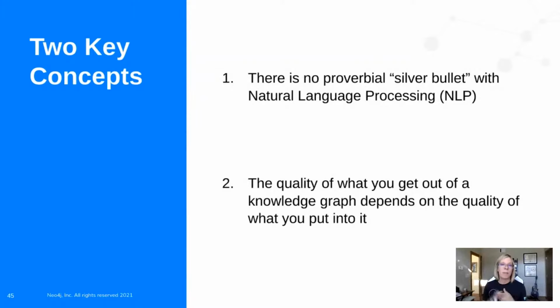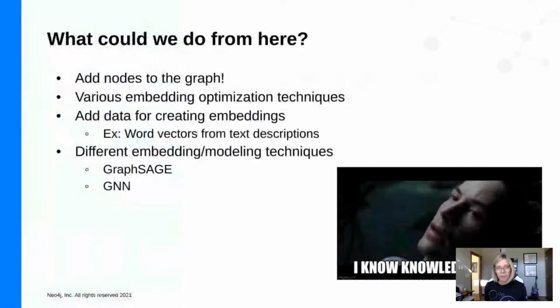You know, I care about people who wrote this legislation. I care about rock stars who are collaborating with other rock stars in bands that existed in the 1970s, whatever. Get specific. Okay, I said adding nodes to the graph, embedding optimization techniques, adding data, word vectors from the text descriptions. Maybe you could use those as node properties within like GraphSage or something like that.